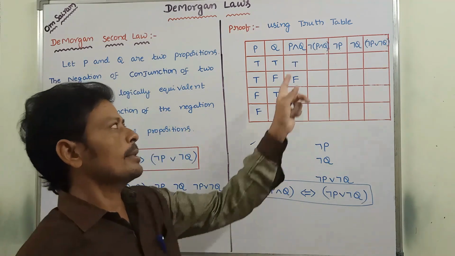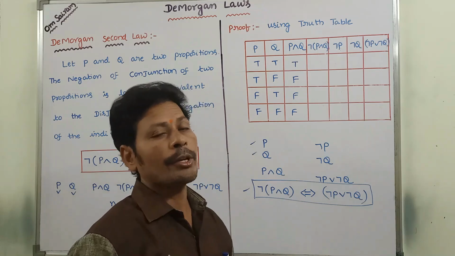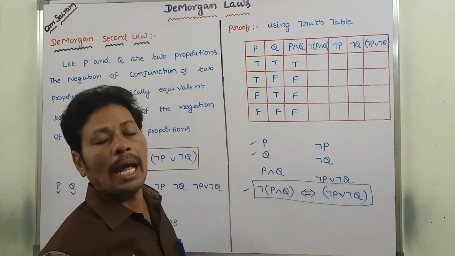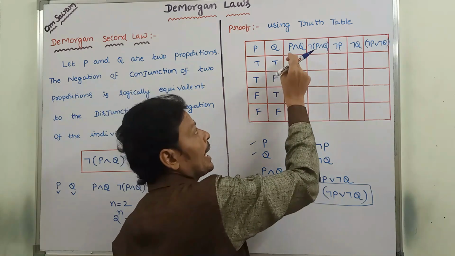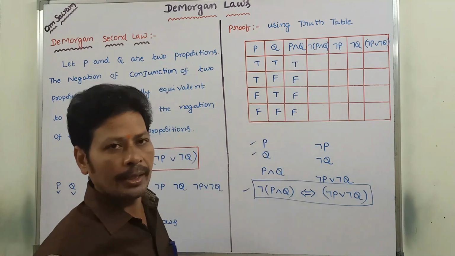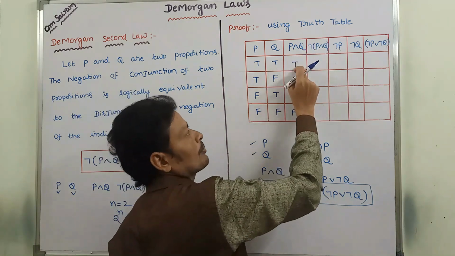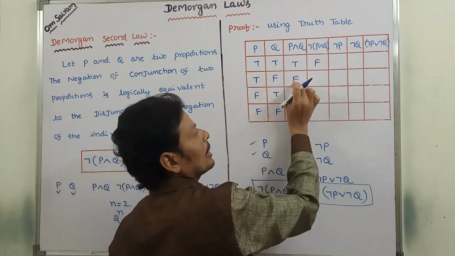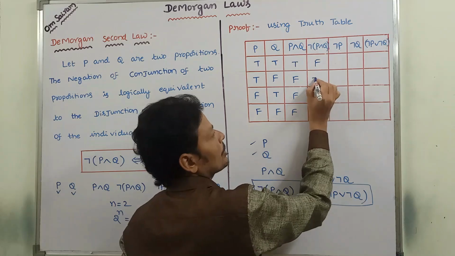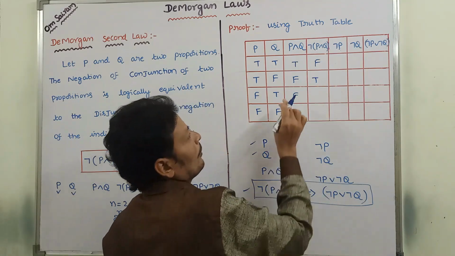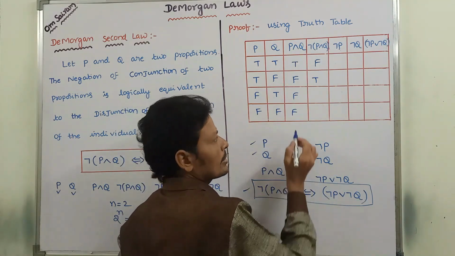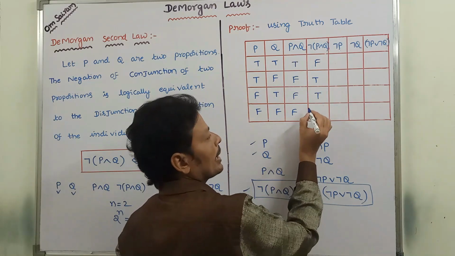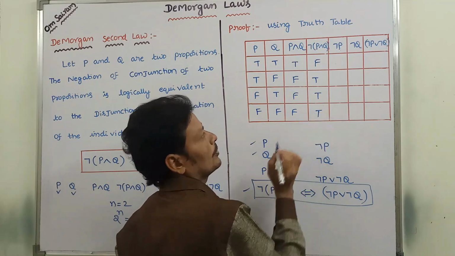Then, what is the truth value of negation of P and Q? The truth value of negation of P and Q can be obtained by negating the truth value of P and Q. P and Q truth value is true, negation of the truth value is false. P and Q truth value is false, negation of that is true. P and Q truth value is false, negation of false is true. P and Q truth value is false, negation of that is true.